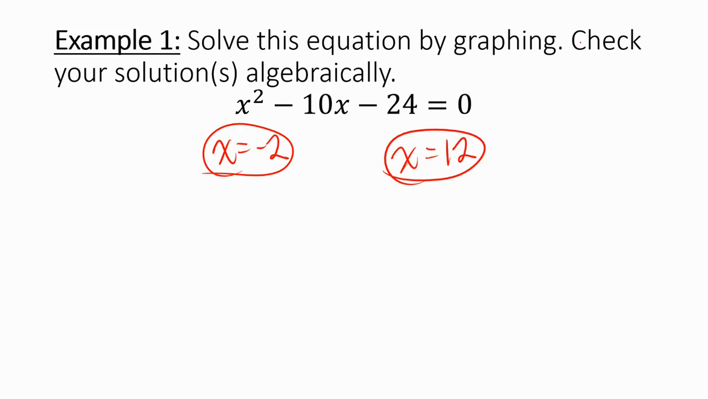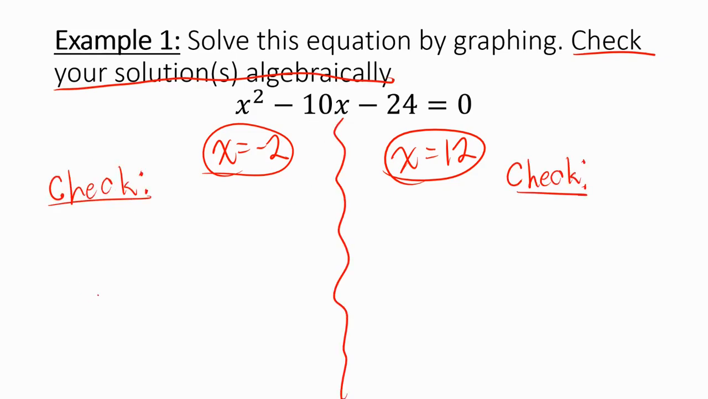Now the directions say check your solutions algebraically. So we need to actually go and check them now. All right, so for each one, we're going to replace the x with whatever x we got. So the first one, I'm going to replace my x with -2. Notice that when I replace my -2 where x was, I keep that -2 in parentheses when I square it. You need parentheses around the -2 if you're going to square it.